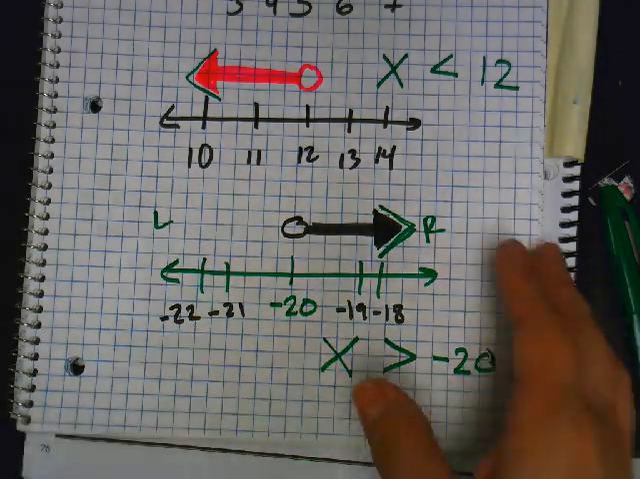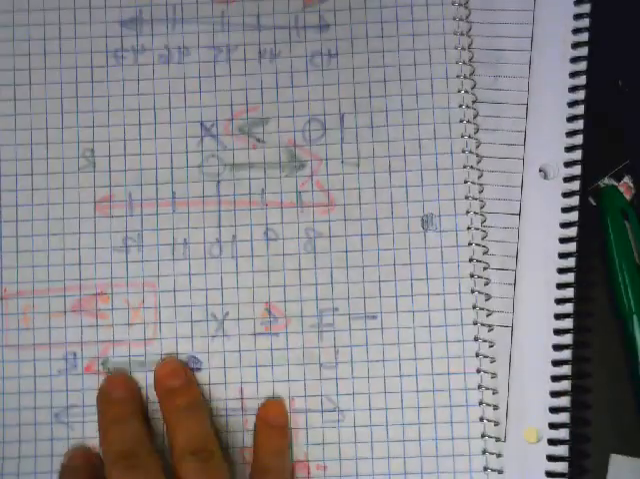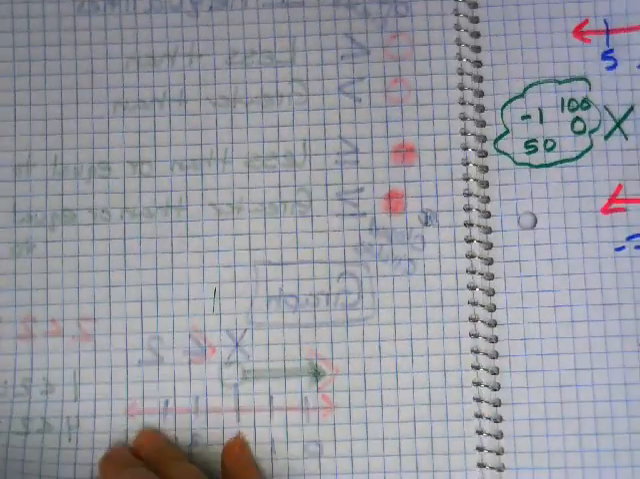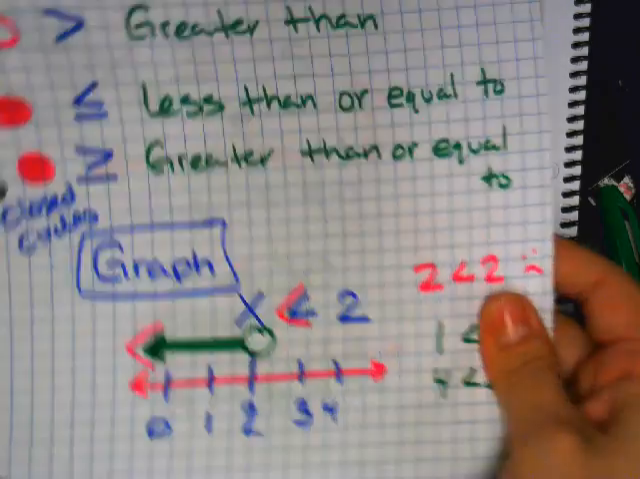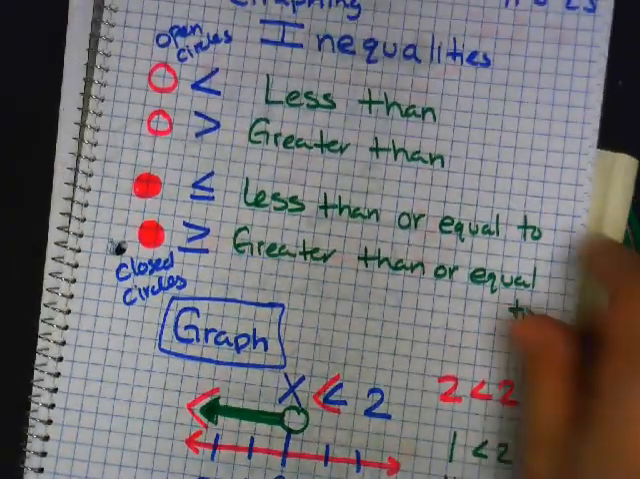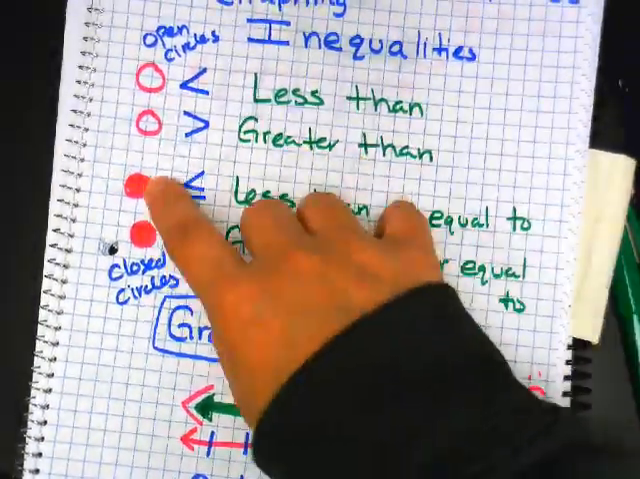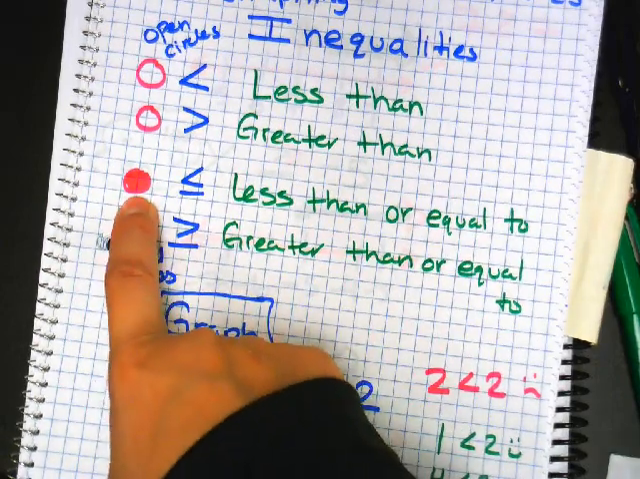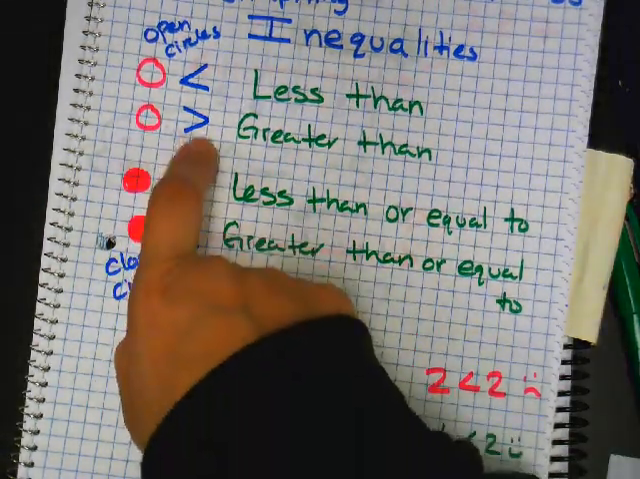You might need to turn to this page if you don't know the difference between open circle and closed circle. A closed circle, you add the line. Open circle, you don't add the line.